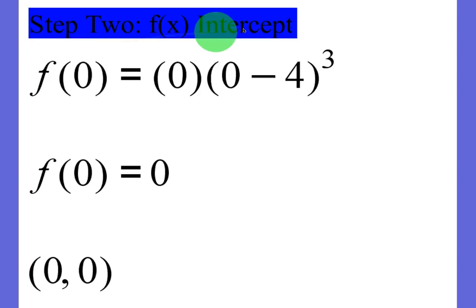Next, we're going to find the y-intercept. Now, since it's in terms of f of x, we'll call it the f of x-intercept. Remember, to find the y-intercept, just plug in 0 for x. Whatever you get is your y-intercept.